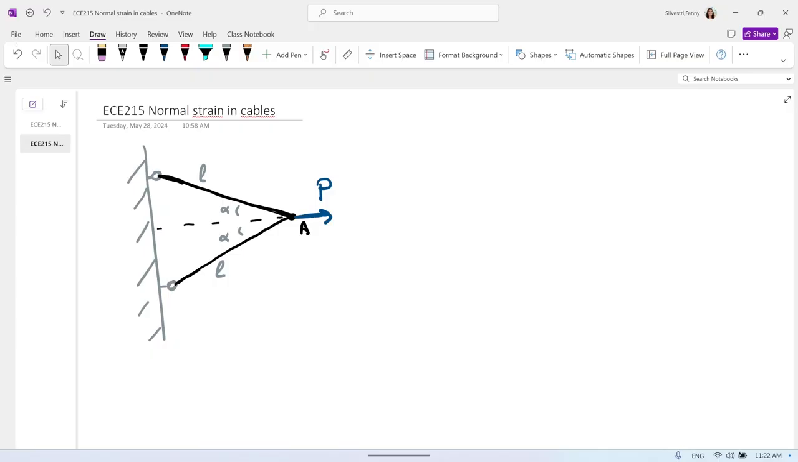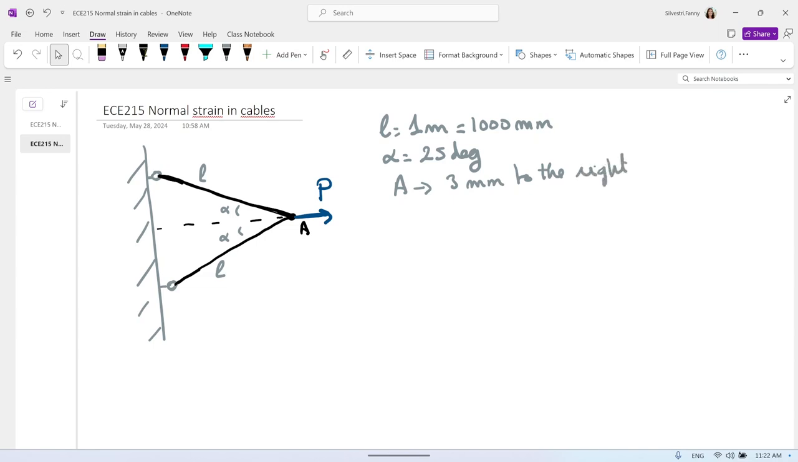So what we know is that the cables were 1 meter long, both of them, so 1000 millimeters. We know that the angle alpha on both sides, symmetrical, is 25 degrees. And we know that the point A will go 3 millimeters to the right when the force P is applied. And the question is, what is epsilon in each cable?